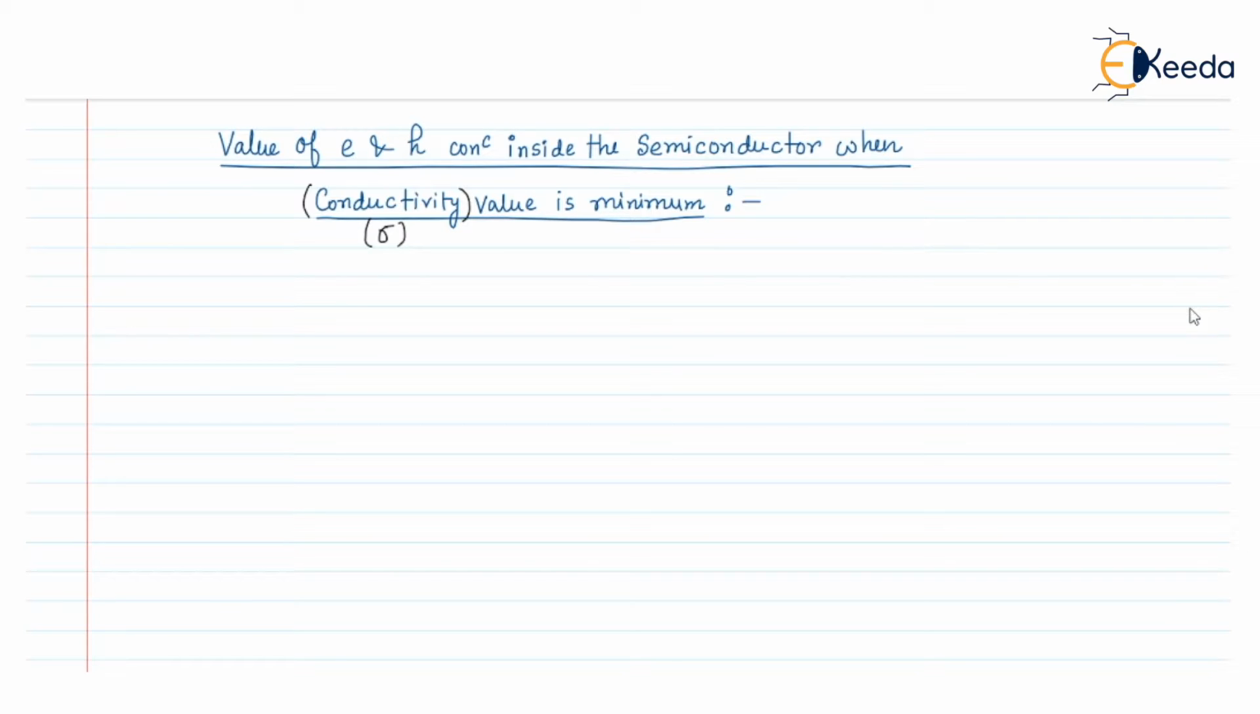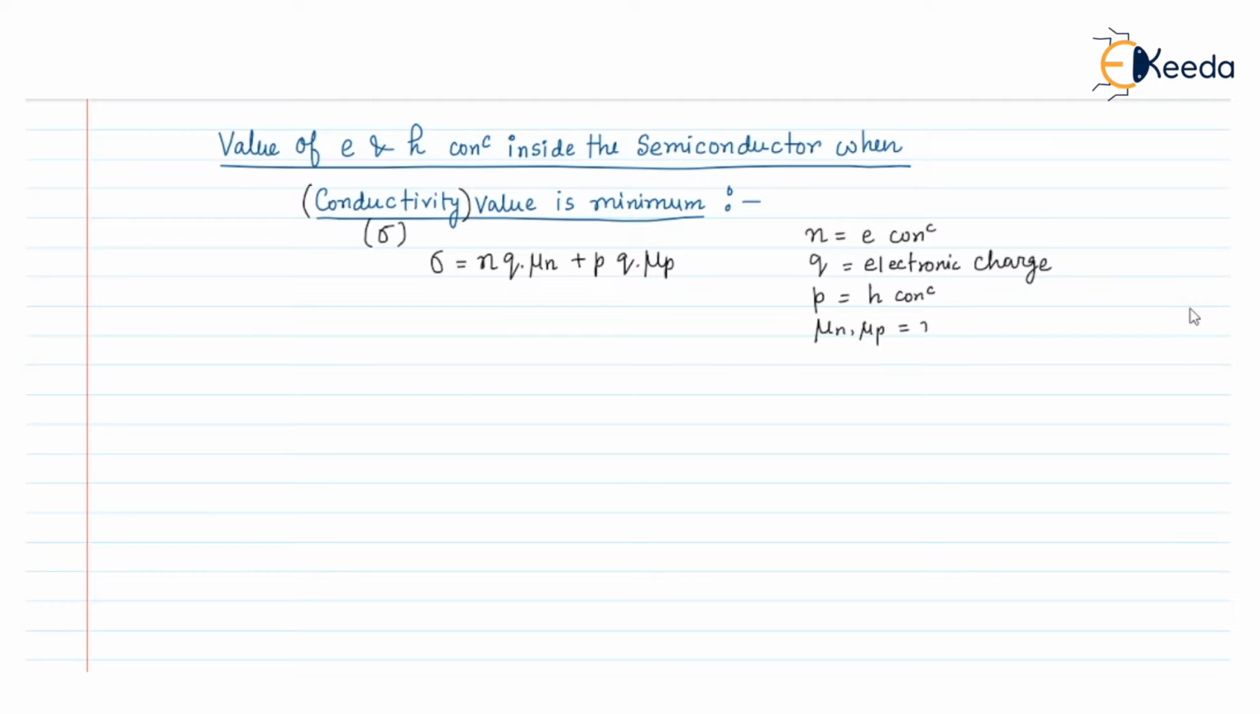So this is the conductivity, and we know that the conductivity value is equal to n q mu n plus p q mu p, where n is the electron concentration, q is the electronic charge, that is 1.6 times 10 to the power minus 19 coulomb, p is the hole concentration, and mu n and mu p are the mobility values of electron and hole respectively.